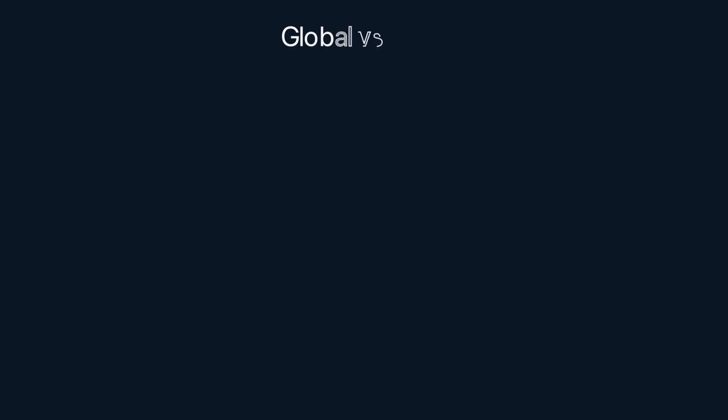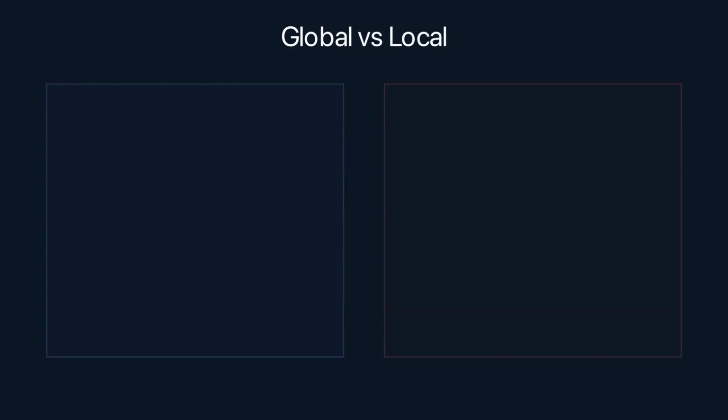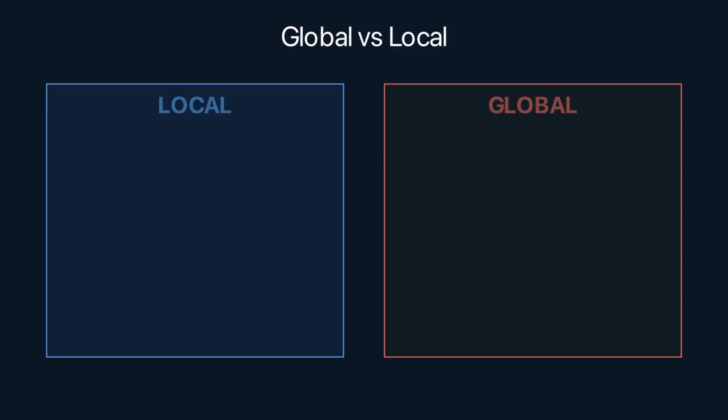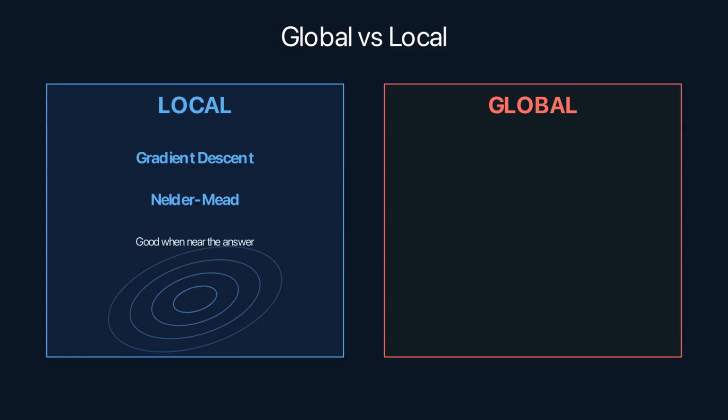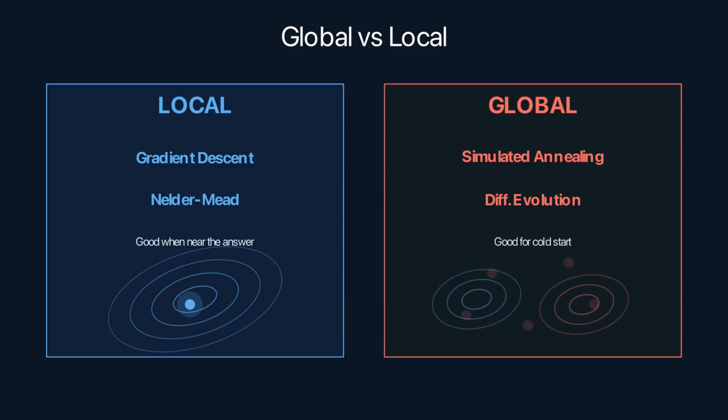When to use which? If you're near the answer, you have good initial estimates from prior studies or physiological knowledge, use a local method. Gradient descent or Nelder-Mead will find the exact bottom quickly. If you have no idea where the answer is, a new model, unfamiliar parameters, use a global method. Simulated annealing, differential evolution, or particle swarm to find the right neighborhood first. Then switch to a local method for precision.